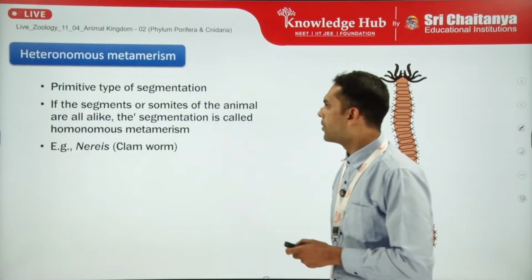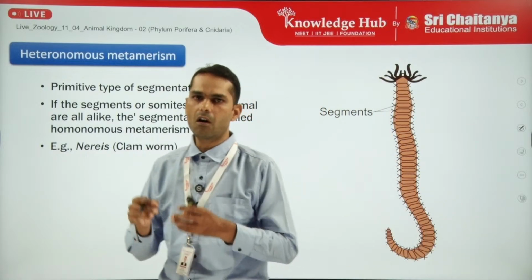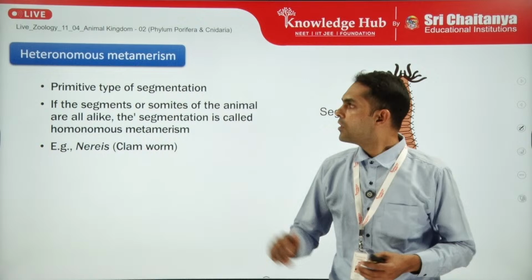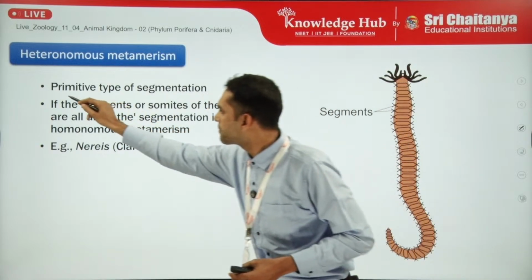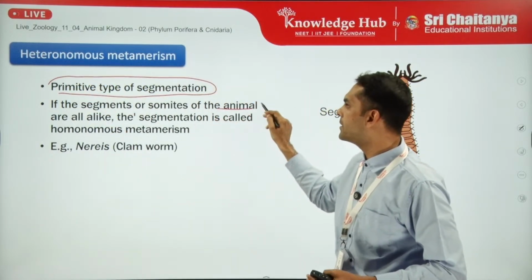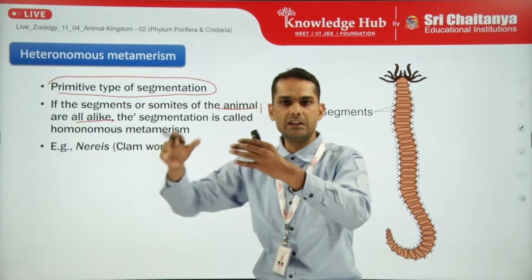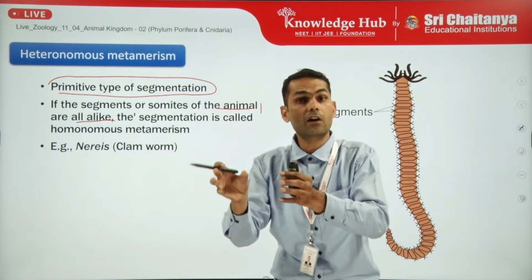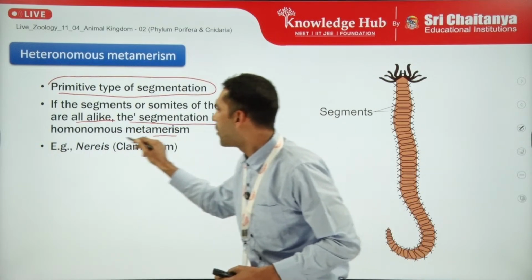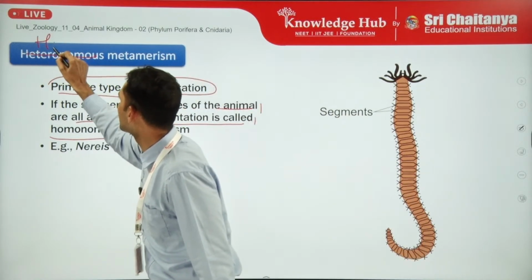Right? Okay. If we look further into the definition of metamerism or segmentation, there are two categories. The first is the homonomous metamerism, the primitive type of segmentation. If the segments, somites or metamers of the animal are all alike, similar in appearance, morphologically and anatomically, the segmentation is called homonomous metamerism. Sorry, I said it incorrectly before, you should correct it.